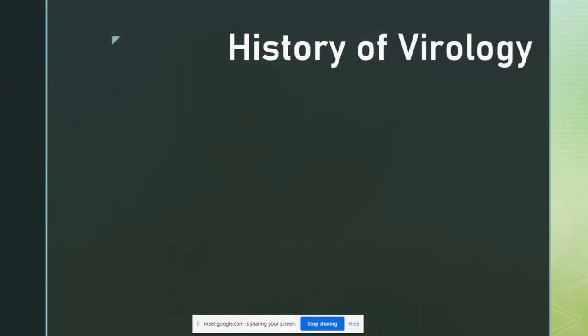Let us move to the brief history of virology. When did it all start? Have you heard of Edward Jenner? Edward Jenner was the one who came up with the vaccine for smallpox, and smallpox was caused by the variola virus. However, when he came up with the vaccine, he did not know that there is something called a virus that is infecting. He just logically came up with a solution to stop the spread of infection.